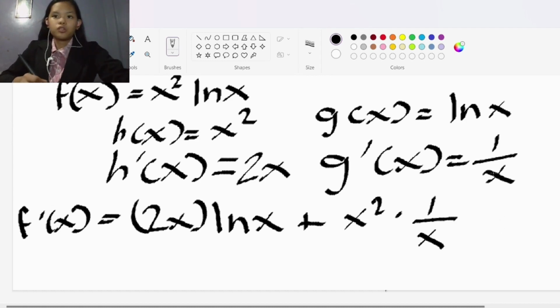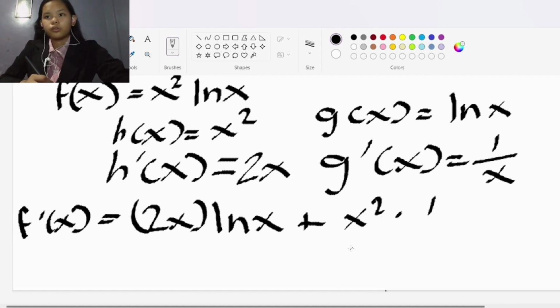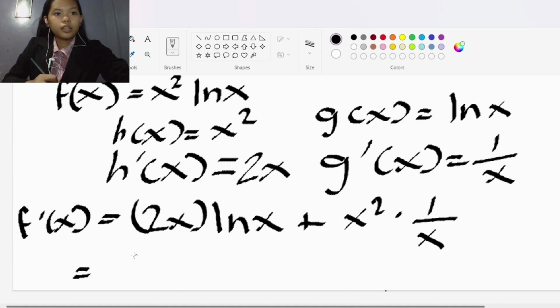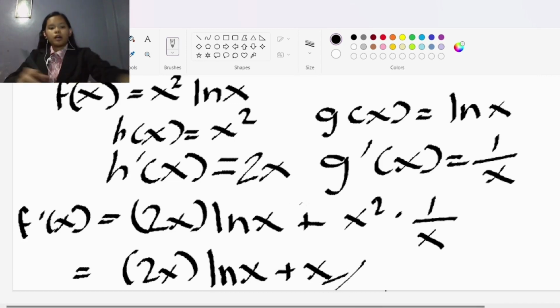But it's not yet finished, because we need to simplify first. So, x squared times 1 over x becomes x squared over x. When simplified, it simply becomes x. So the final answer is 2x multiplied by natural log of x plus x. That is our final answer.